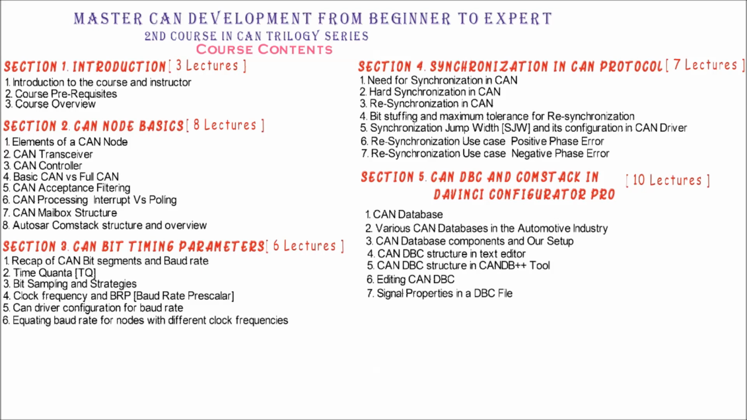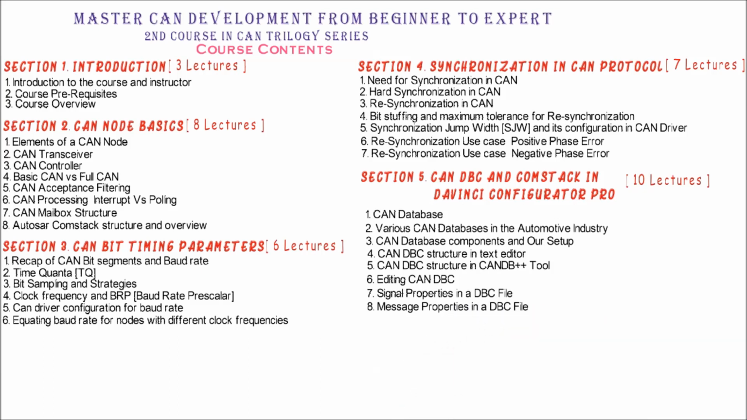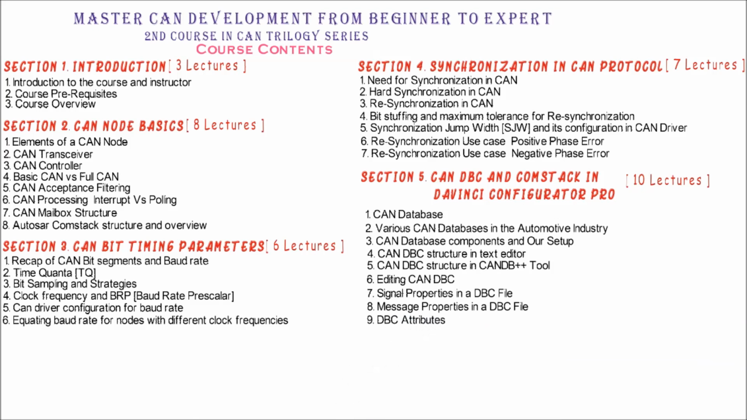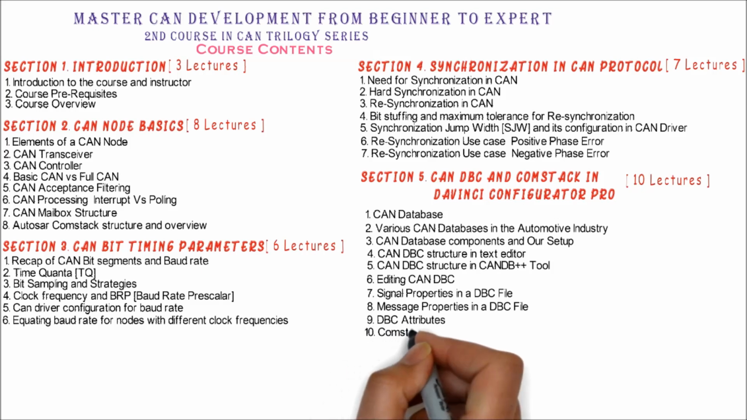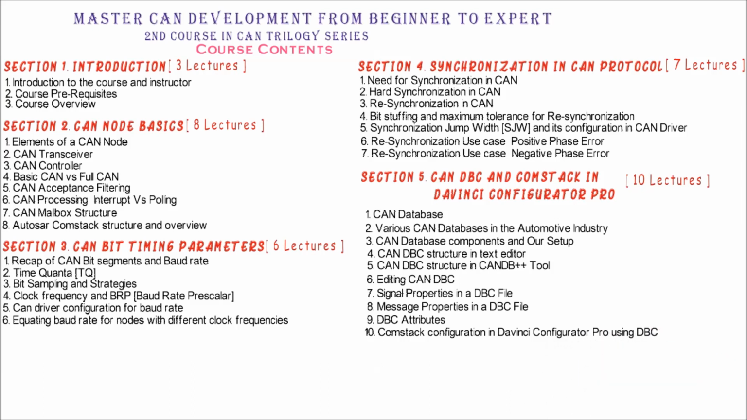The next, 8th lecture is message properties in a DBC file. Similar to the previous lecture, here also you understand the properties but for a message in a DBC file. The 9th lecture is DBC attributes. Here you will learn all about the DBC attributes, the system attributes, user defined attributes, etc. And the last lecture of this section and the course is the Comstack configuration in Davinci Configurator Pro using DBC.